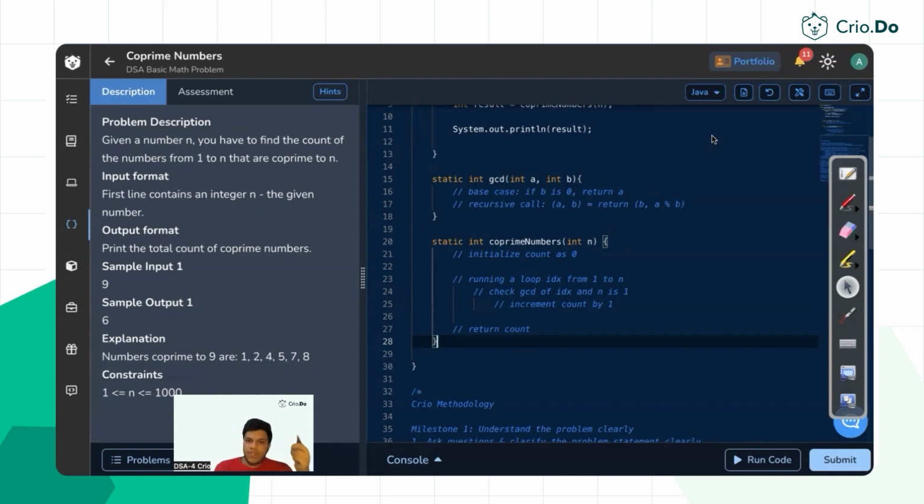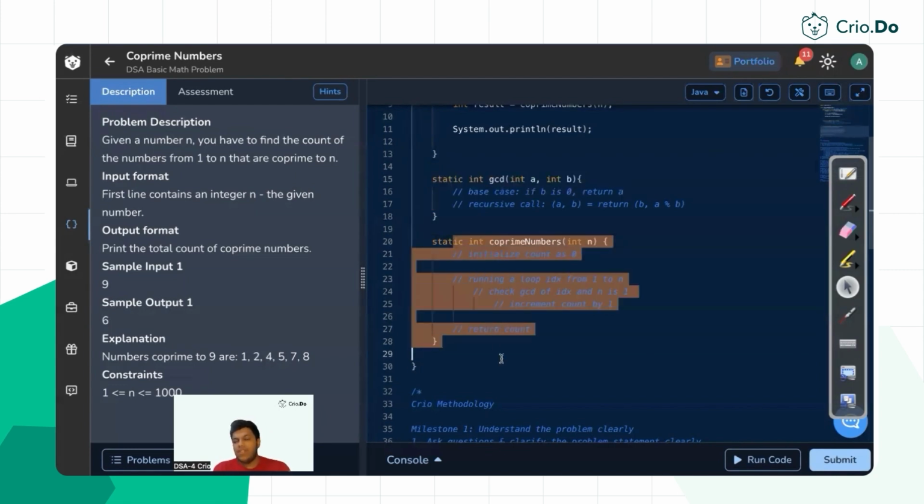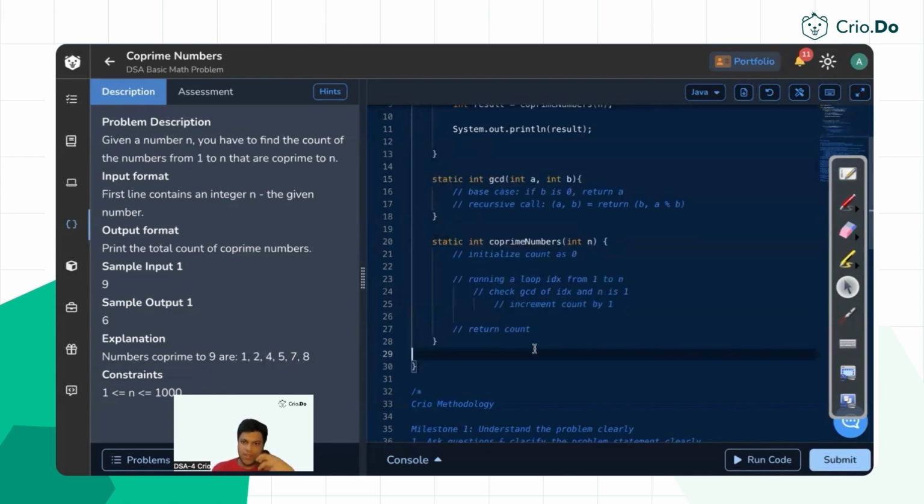So if you have not watched the first video where we discussed how to find GCD and how to check whether two numbers are coprime, first you will have to watch it. It is a prerequisite. Then only the code will be easy to understand. So in order to find the GCD, first let's complete the GCD function.